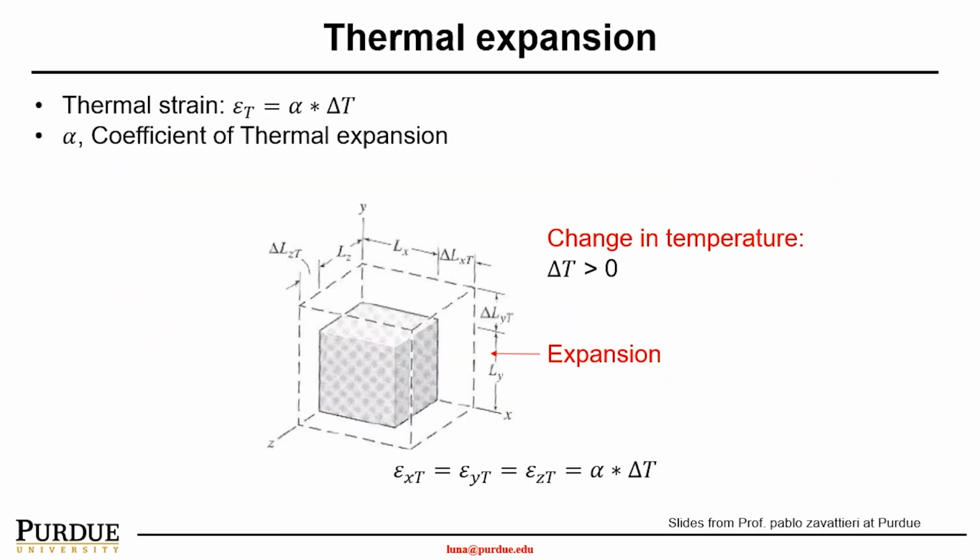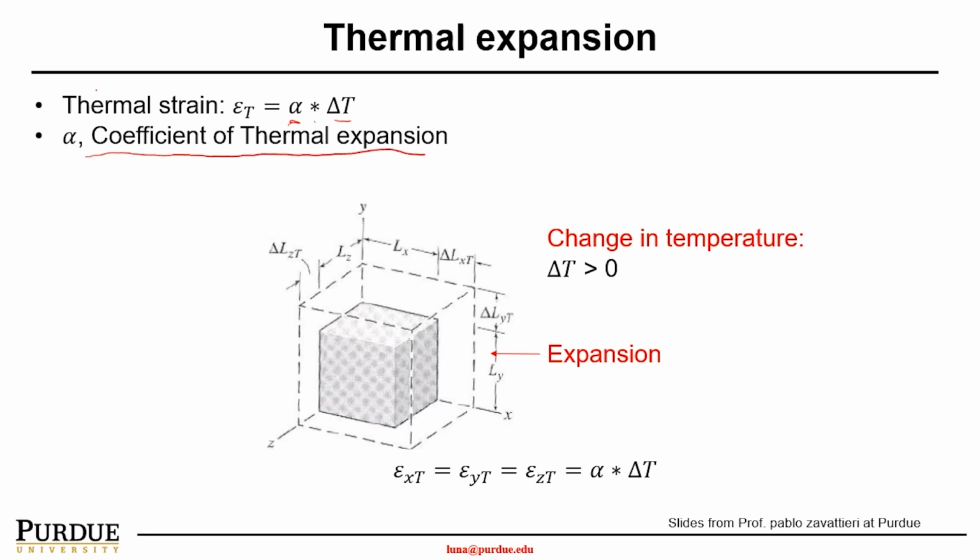Other than Poisson's ratio, another very important material property we need to consider is called thermal expansion. Most materials will undergo a large temperature change during their service life. That temperature change will induce thermal strain, the deformation caused by temperature change. The thermal strain, epsilon T, equals alpha times delta T, where alpha is the coefficient of thermal expansion.